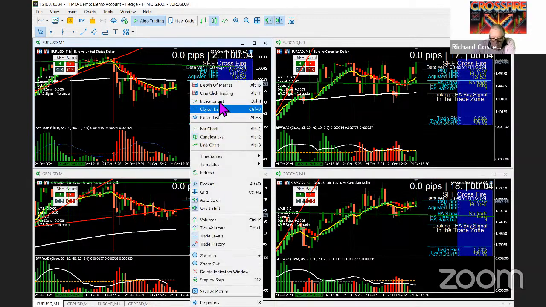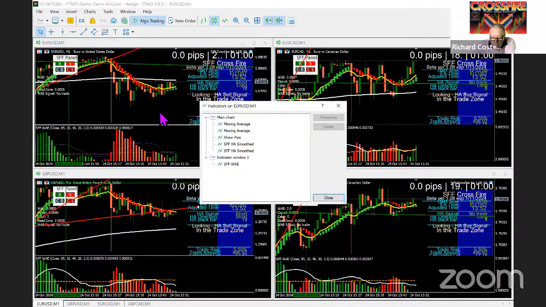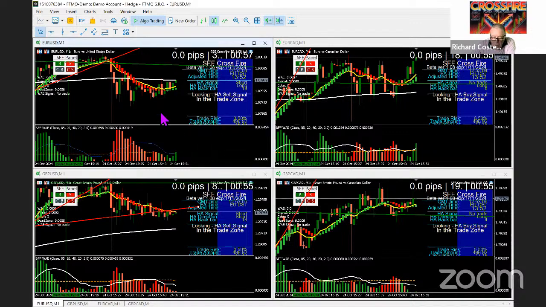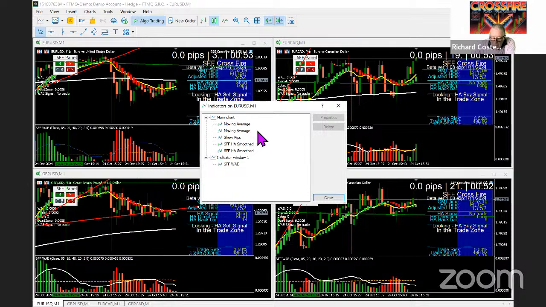If I knew how to save this, I wouldn't have to do this every time. But if you right click on your chart, I'll do that slowly. I right click on the chart, go to indicator list, and I can see that I've got 2 HA smooth. That's because I've just loaded a new version onto Euro USD. So I'm going to delete one of those. They're both the same. Otherwise, I would have had 2 lots of Ichimoku bars. So I know they're both the same.